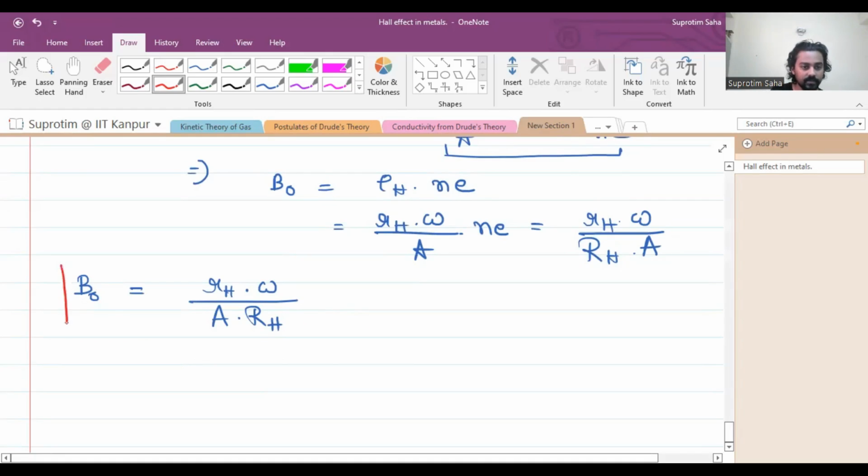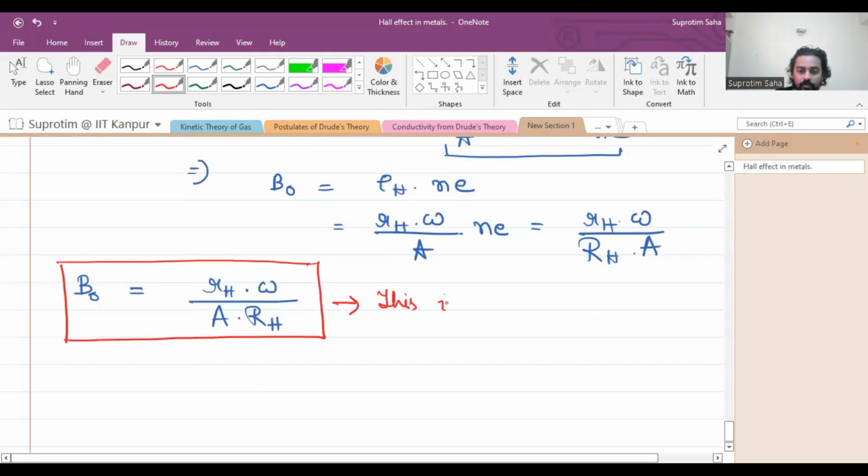So this is fine. This is how we measure an unknown field.